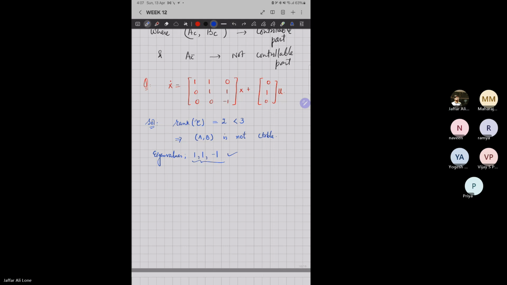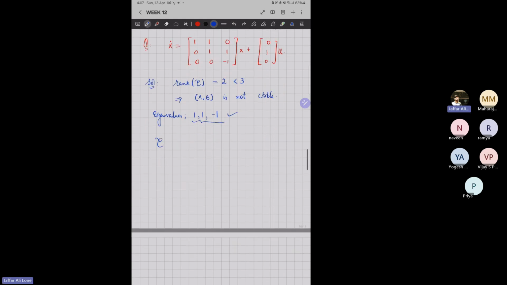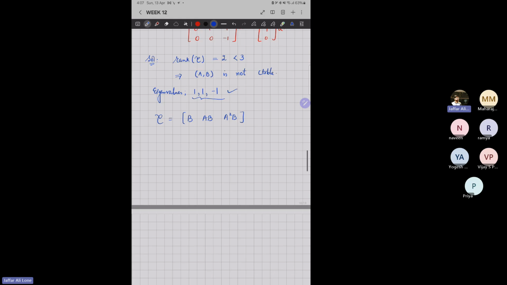First, let's write the controllability matrix. What will be my controllability matrix? It will be B, AB, and A square B. When you compute it, it's not difficult. It will be 0, 1, 0, 1, 1, 0, and 2, 1, 0.